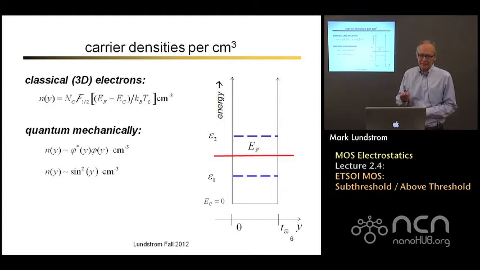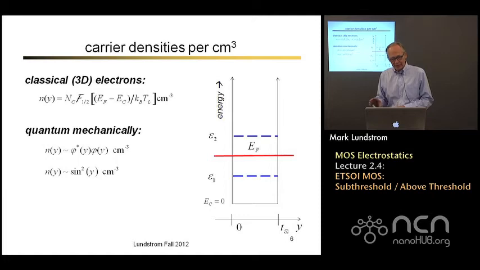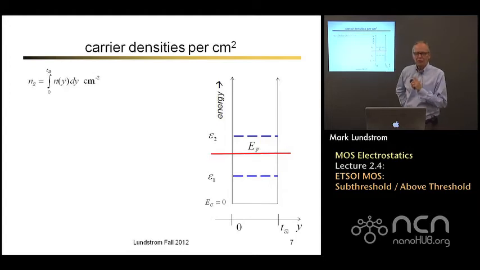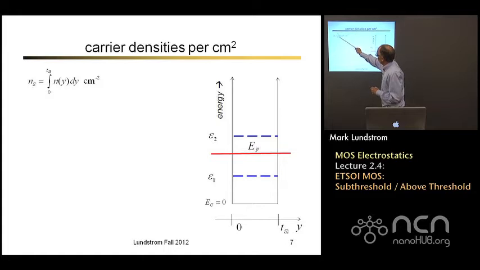The electron density is proportional to psi star psi, where psi is the wave function. That wave function had a sine behavior, so the electron density is proportional to sine squared y. So it must go to 0 at the two boundaries, and it's peaked in the middle. So quite different from the classical 3D unconfined case. Now for a MOSFET, we're interested in the total number of electrons per square centimeter. So we integrate throughout the thickness of the structure, and we'll get the sheet carrier density n per square centimeter.